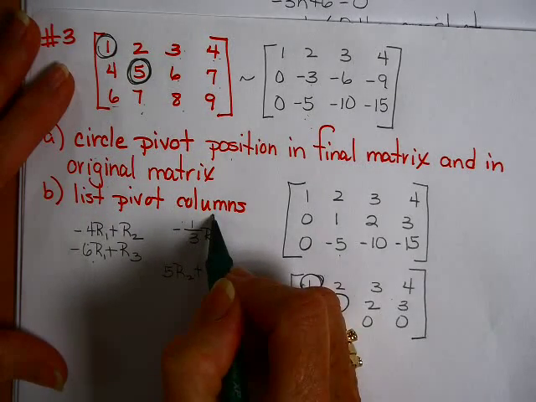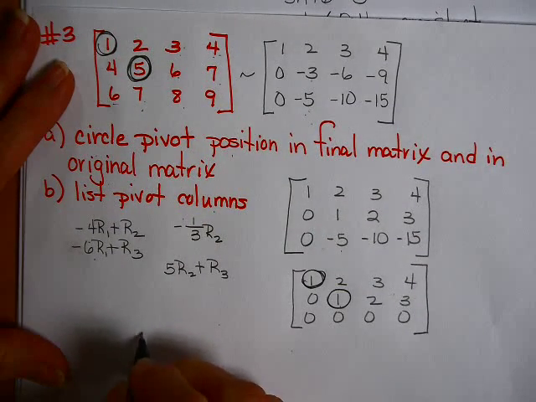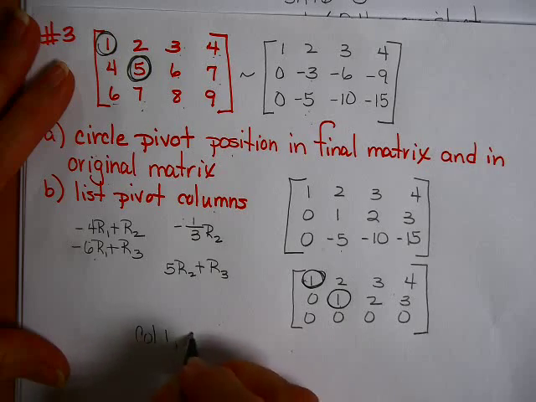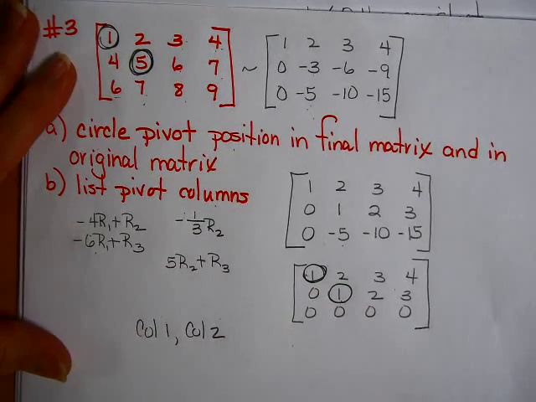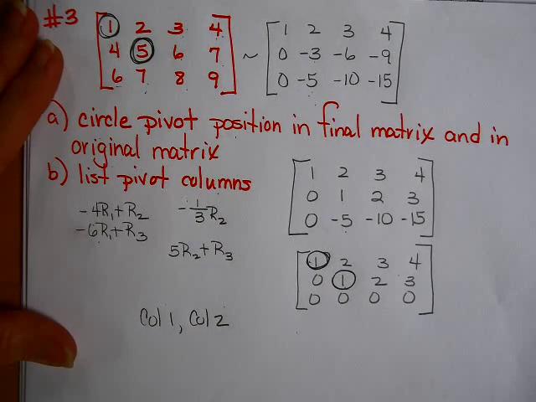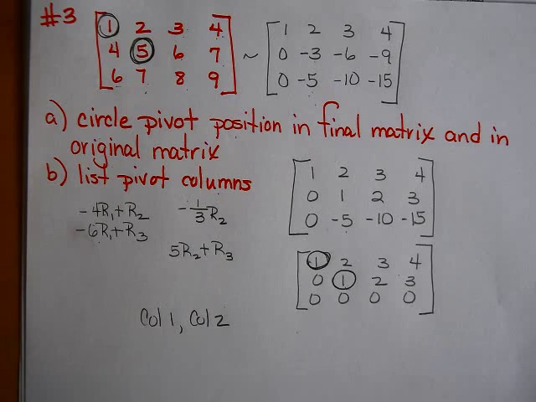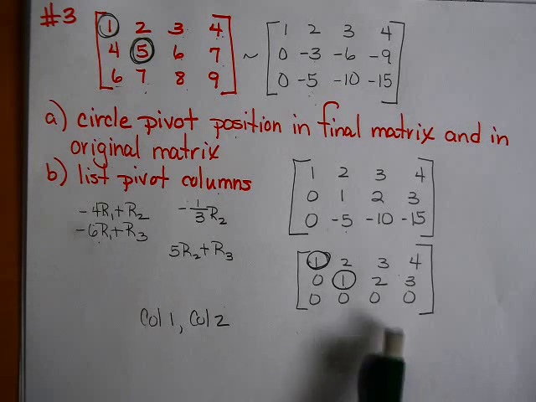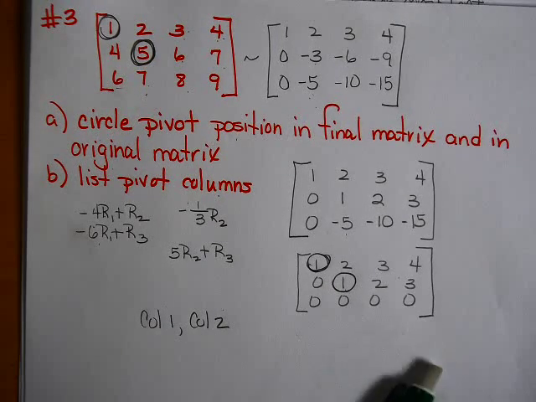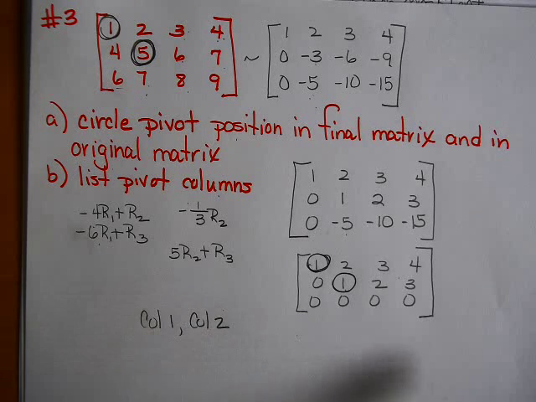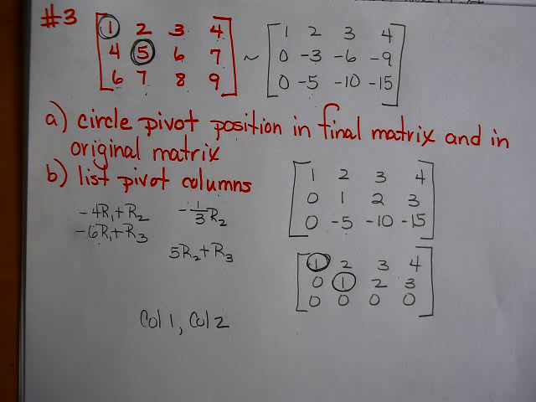And list my pivot columns. My pivot columns are column 1 and column 2. Those are my pivot positions and my pivot columns. This matrix right here is not unique. We could have reduced it differently and gotten a different form, but we would still have gotten the same pivot positions.